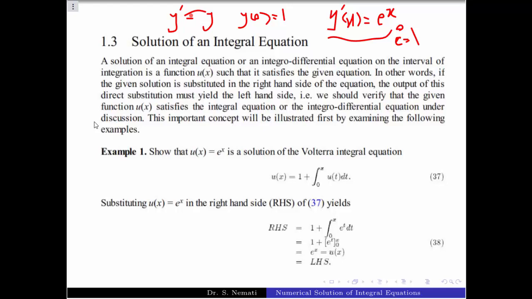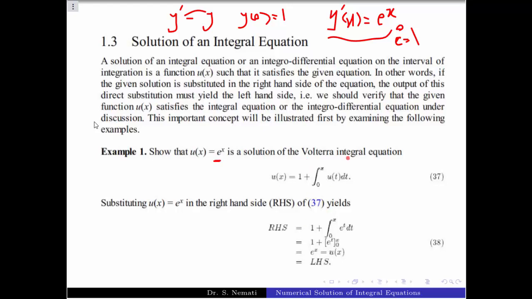The similar thing is true for an integral equation, and when we say that a function is a solution of an integral equation, it means that when you substitute that function into the integral equation, the equality sign will be satisfied. For example, here we want to show that the function e to the power x is a solution of this integral equation. You can see that this is a second kind Volterra integral equation. Let's check if it is its solution or not.